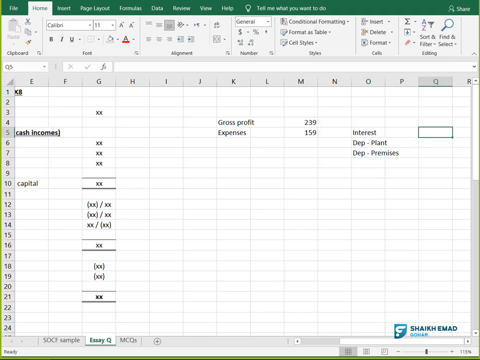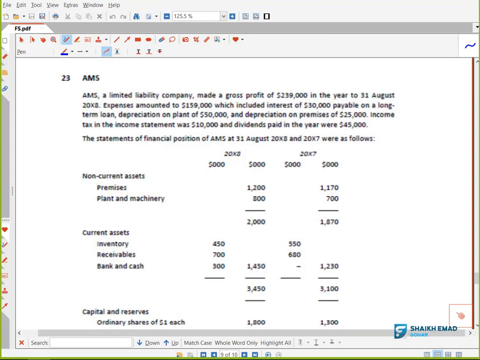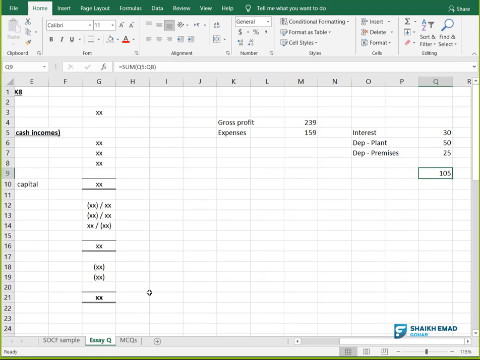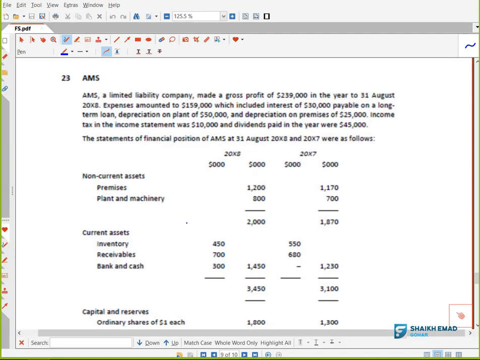So it is 30, 50, 25. But if you do this total, it is not coming to 159. This total is 105. It means there is some other expense also which we don't know. Getting the story? I hope you are getting the story. Now, income tax is 10,000 and dividend paid is 45,000.